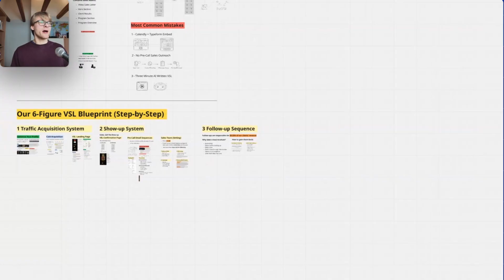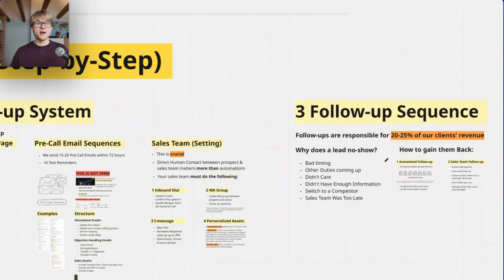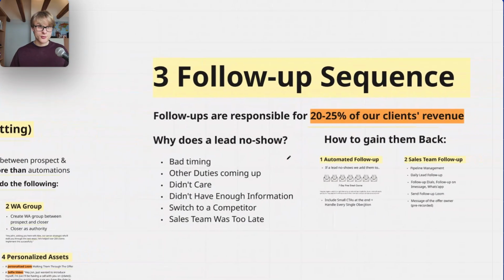However, a crucial step that most offer owners, or most people doing a VSL funnel, don't have in mind is that a follow-up system matters. A follow-up system can be responsible for over 20 to 25% of your revenue if you do it correctly. So I just want to run you real quick through how we do this.